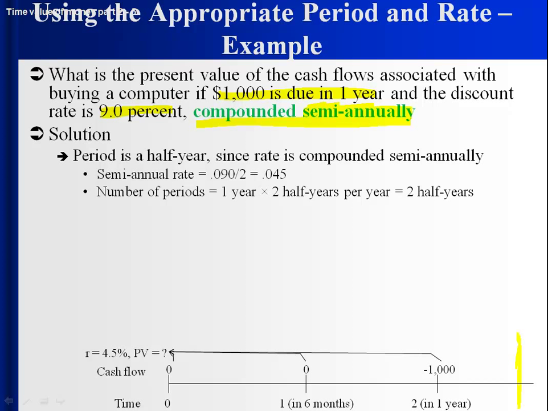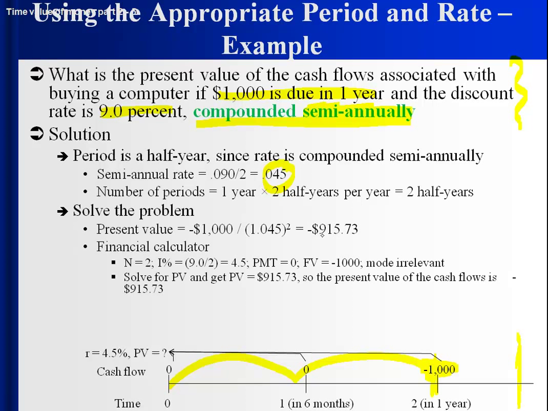And what this means is, since it's 9% for the whole year, then every 6 months, compounding or discounting takes place at 4.5%. So in two periods, in two half years, we owe 1,000. What's the present value of that? It's just negative 1,000 divided by 1.045 squared. So this problem up here is the exact same as saying $1,000 is due in 1 year and the discount rate is 4.5% per half year.